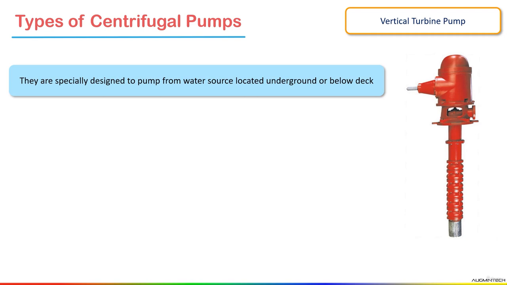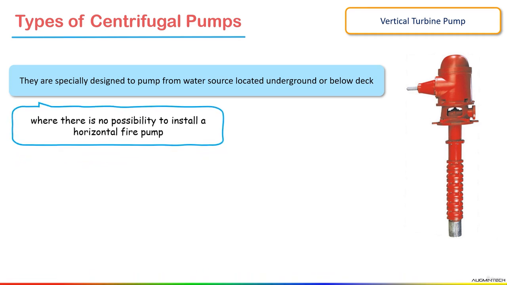Suppose you want to suck water from an underground tank and supply it to any fire protection system, such as a sprinkler system or hydrant system. At that time you have to use this pump. Or if your water is below deck, at that time we have to use this type of pump. Where there is no possibility to install a horizontal fire pump, or if your space requirement is less, at that time you have to use this type of pump.